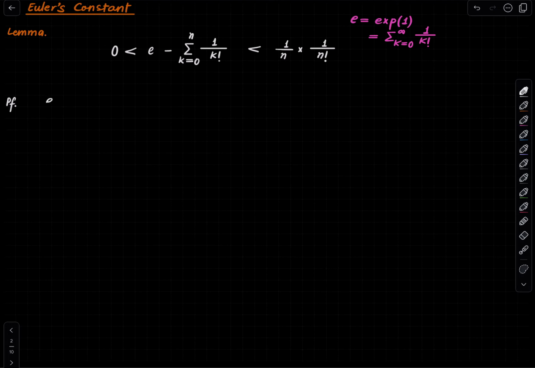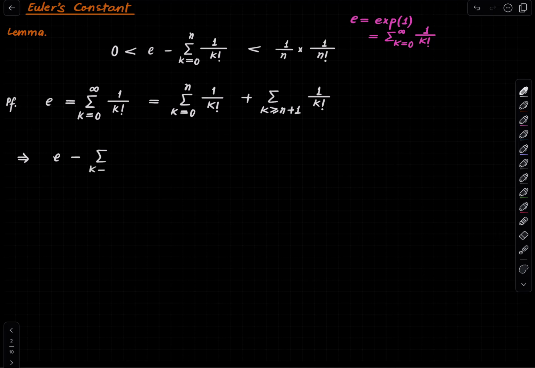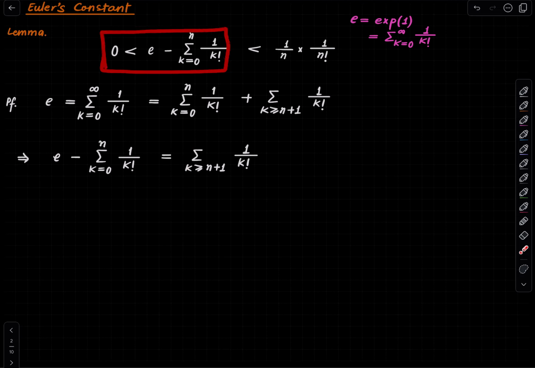So we have e, by definition, equals the sum, which we write in two parts. Correct? So we will take the first part to the left side and we have this equation. Right? So clearly this is positive, because this is positive. So this part of the inequality has been proven. Before I go on, I should have written: for all natural numbers n.